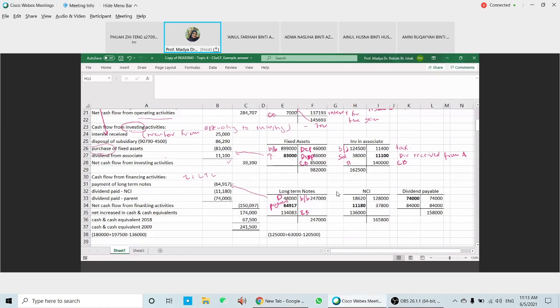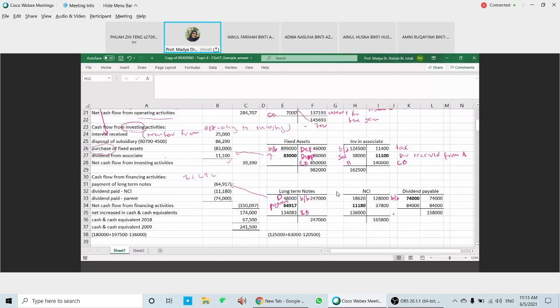Then the next one is dividend paid to NCI. So we look at the NCI amount. NCI here is a credit side, so NCI has a balance. This is the beginning balance of NCI, and NCI is also entitled to a share of profit.